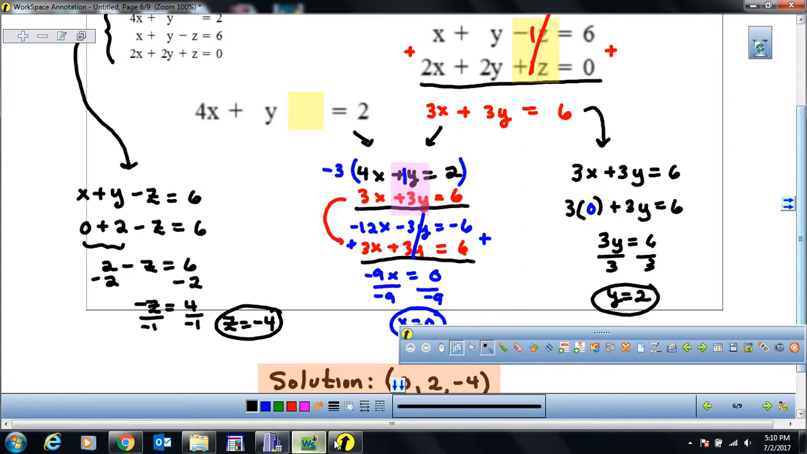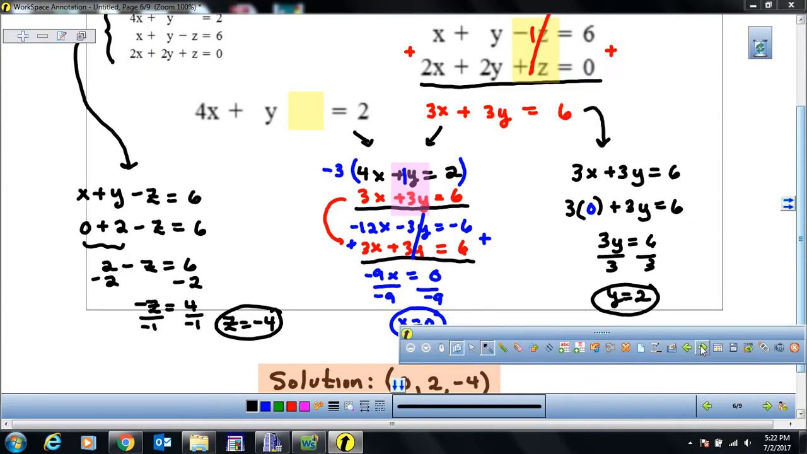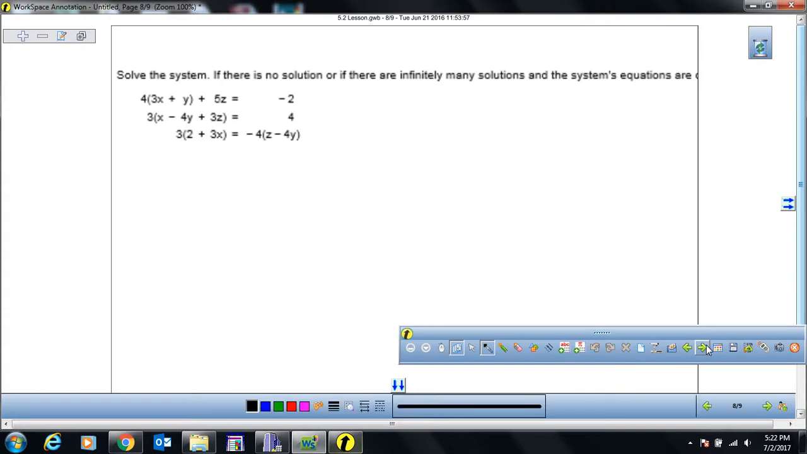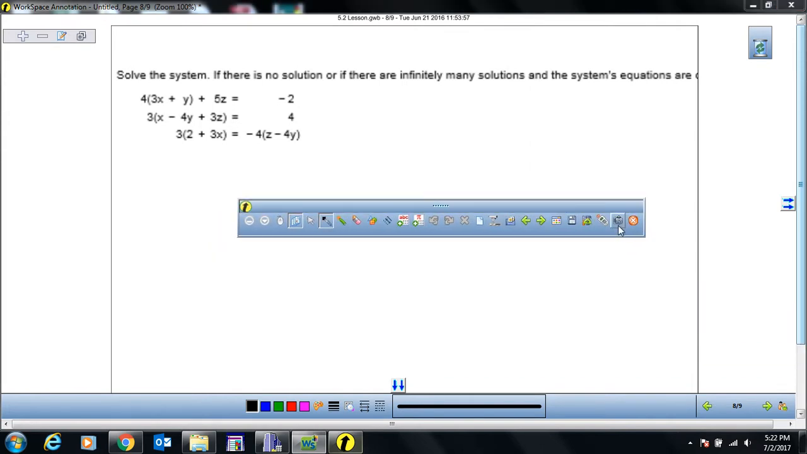Okay. So now for the next question. Now we're going to solve another system of equations with 3 variables. Let's go ahead and find the solutions to this system. State if there is no solution or infinitely many solutions, and the system's equations are dependent.